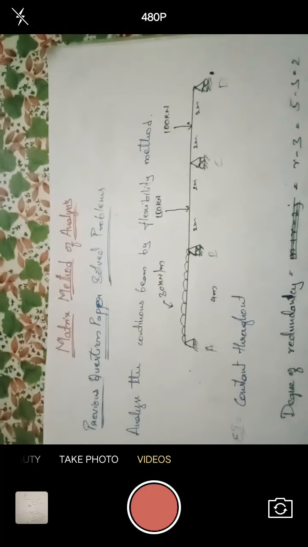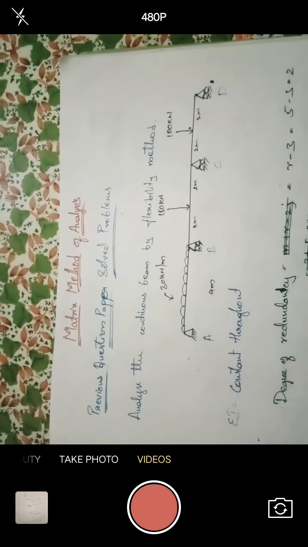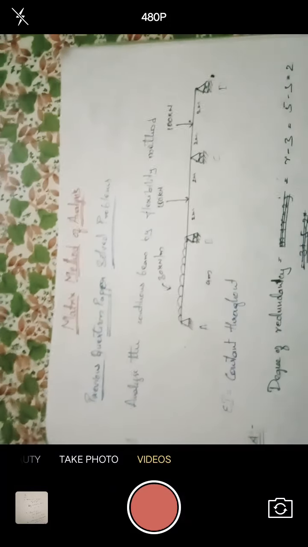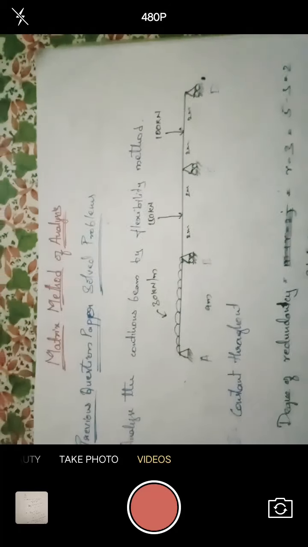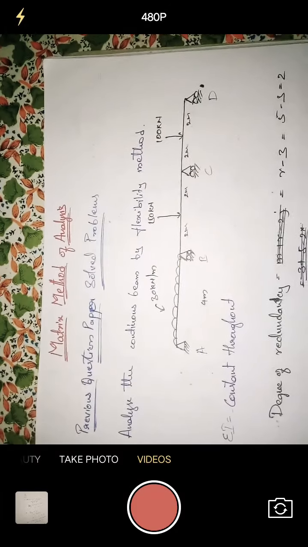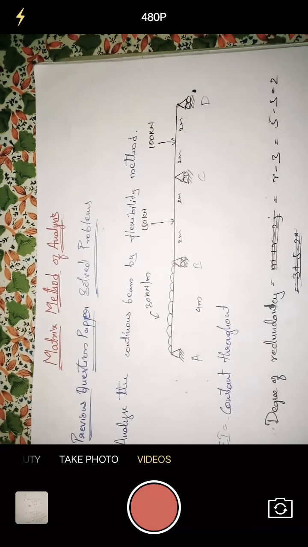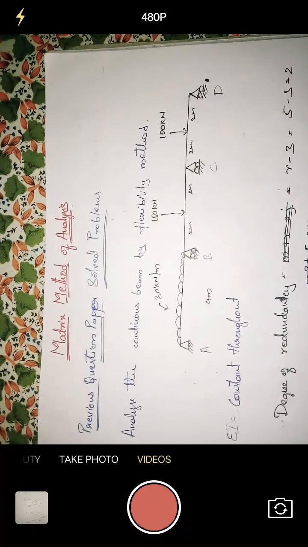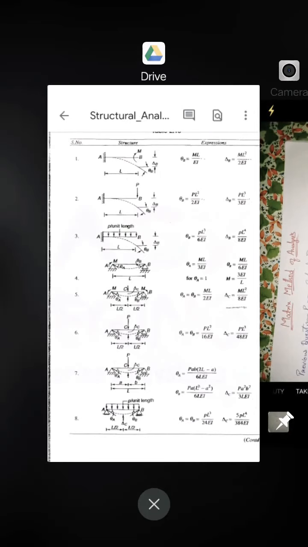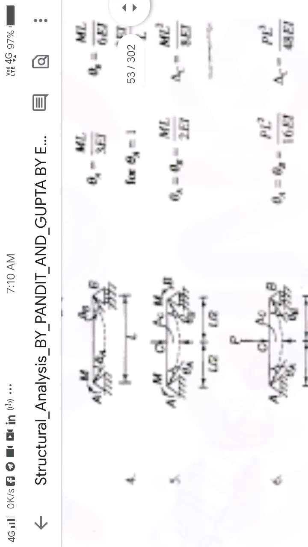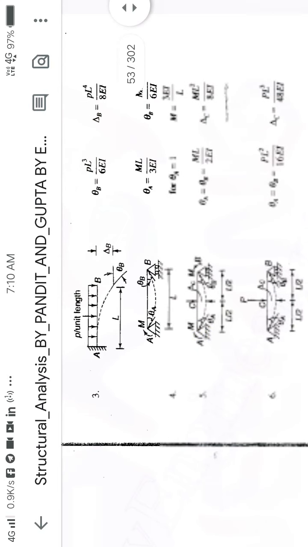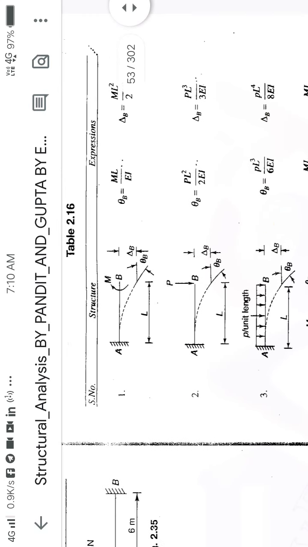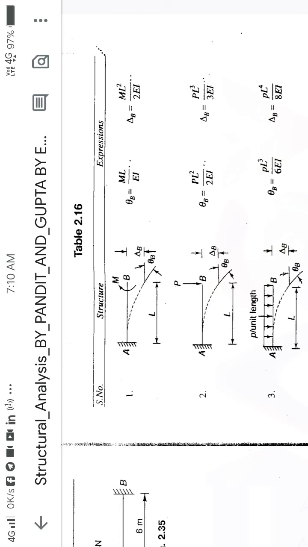Matrix method of structure analysis. Today we'll discuss some of the topics related to that. In that, before we go for this problem, we would like to go through some important topics. If you can see through this, these are the formulas which we are supposed to remember. Please go through this.